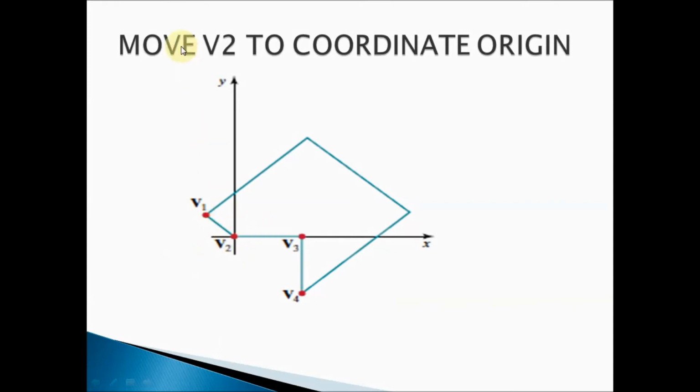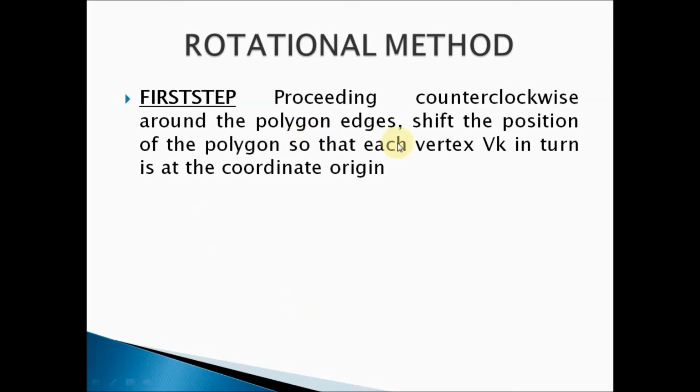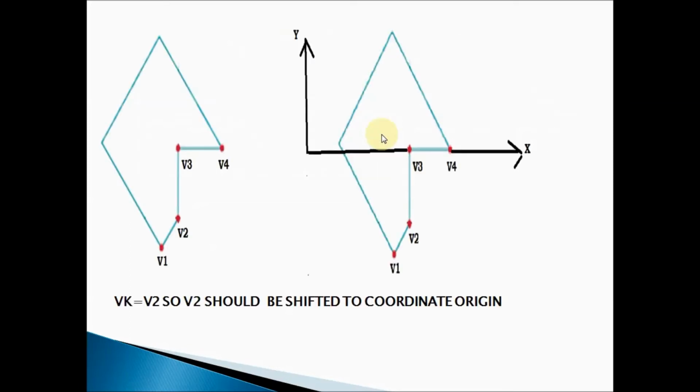So what is the first step? Move v2 to the coordinate origin. I moved that. So this is the first step. Don't get confused. What I have to do is shift the polygon in such a way that I shift the vertex vk to the coordinate origin. This is the first step here. So my vk is v2.